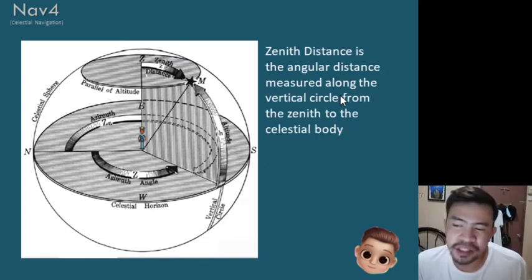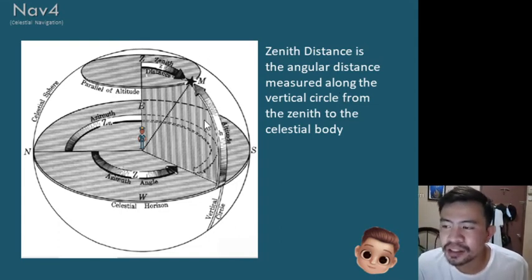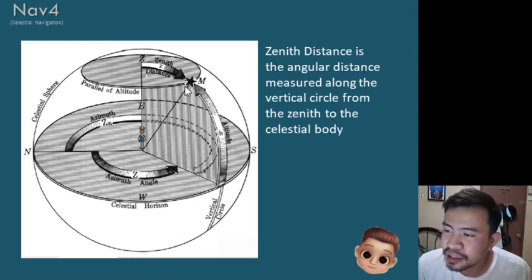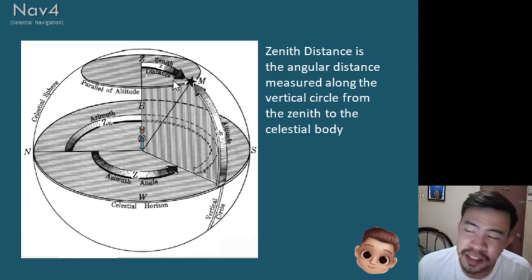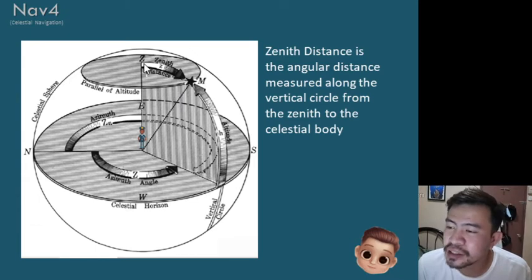I'll proceed first to the zenith distance. Zenith distance is the angular distance measured along the vertical circle, because this one creates a vertical circle that passes through the zenith and the nadir. That angular distance along the vertical circle, we call that your zenith distance, wherein it's the angle that is formed from the zenith to the celestial body that you are observing.